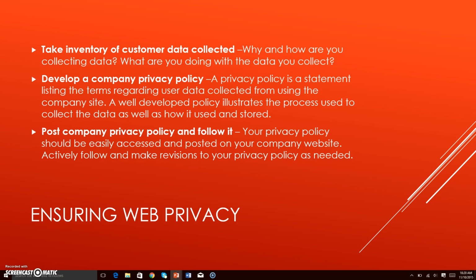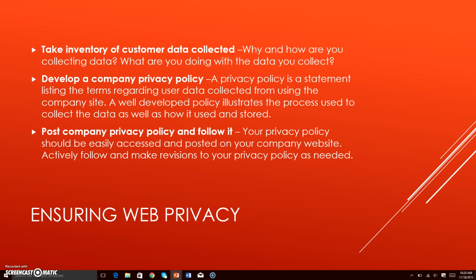So, ensuring web security. The first thing you should do when you're talking about web security is ask yourself, why are we collecting their data? What are we doing with it? How are we collecting it? And does the customer really know what we're doing with their data? Every company should have a privacy policy, and a privacy policy is basically a written statement with different terms regarding how you're going to use the data you collect and how you collect it.